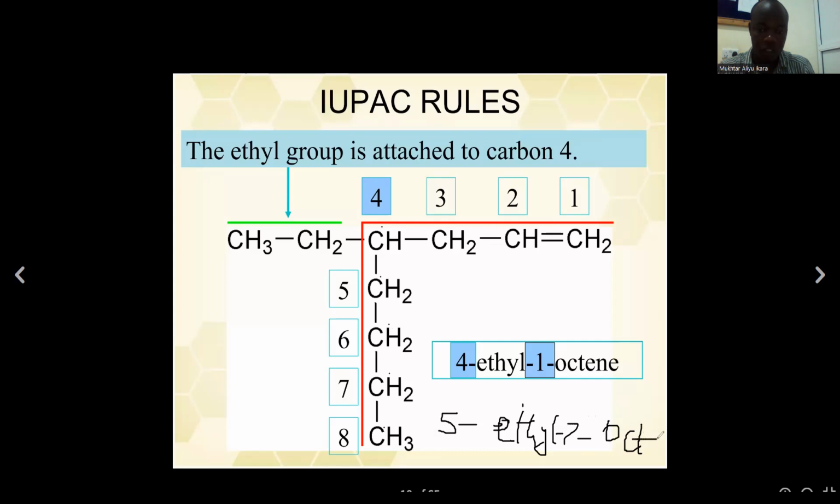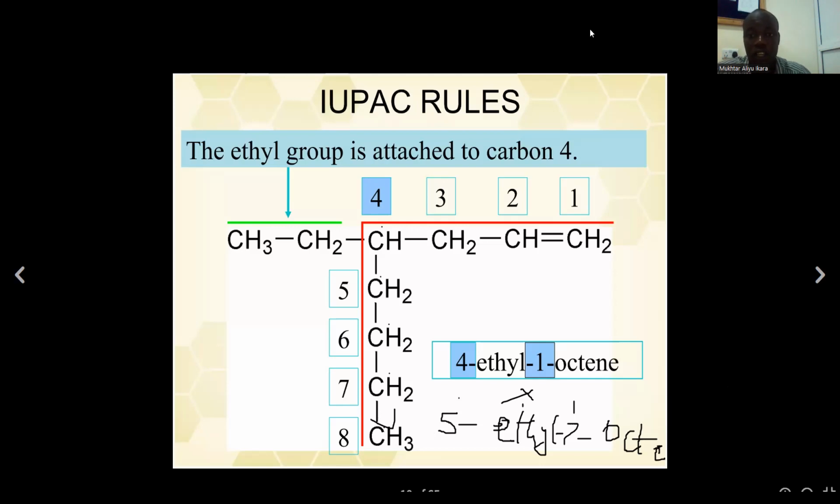So you see, if you go with this and add the numbers, you will see that they are higher. If you say 7 plus 5, we have 12. Sorry, we have 14. And this one, 4 plus 1 is 5. So we always go with the lowest number. That is why it is not even considered to count from this carbon.